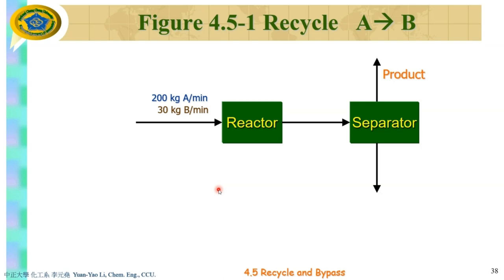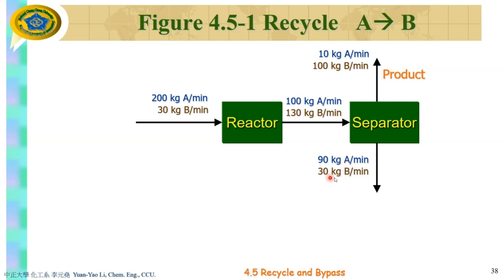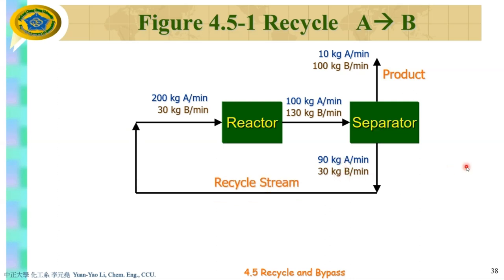So this is figure 4.5-1, recycle. I don't want to read this for you. I just want to show you the reason that this is a reactor. This is one of the examples, A to B. You have A, 200 kilograms. And after the reactor, the conversion, A converts to B, from 200 to become 100. And you have a separator, which gives you 100 kilograms of B and 10 kilograms of A. And the separator gives 90 kilograms A and 30 kilograms B, and it is recycled back. So why was it 200? Because when you have fresh feed, you only have 110 kilograms A. And then because of a combination of this feed stream and the recycle stream, this one together with this one becomes this one.